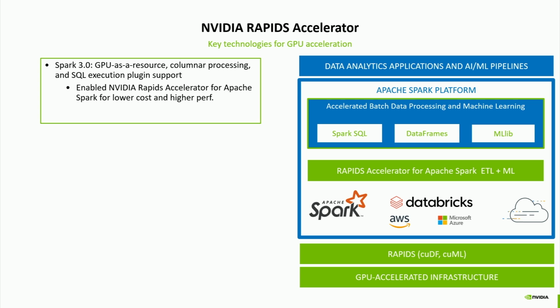The Rapids accelerator for Apache Spark for both ETL and ML is open source. You can find it on GitHub. The links will be provided at the end of the presentation. And you can download binary artifacts like jars and pip packages from Maven and PyPI repositories, respectively.